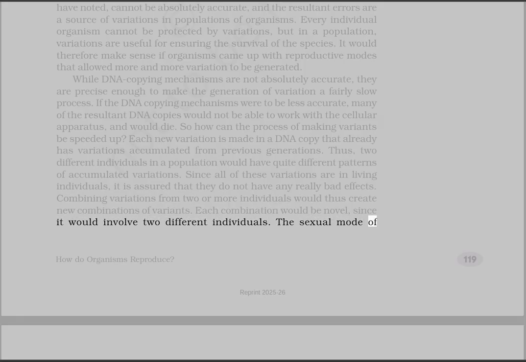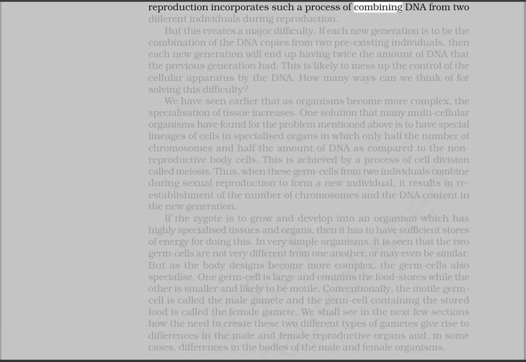The sexual mode of reproduction incorporates such a process of combining DNA from two different individuals during reproduction. But this creates a major difficulty. If each new generation is to be the combination of the DNA copies from two pre-existing individuals, then each new generation will end up having twice the amount of DNA that the previous generation had. This is likely to mess up the control of the cellular apparatus by the DNA. How many ways can we think of for solving this difficulty?